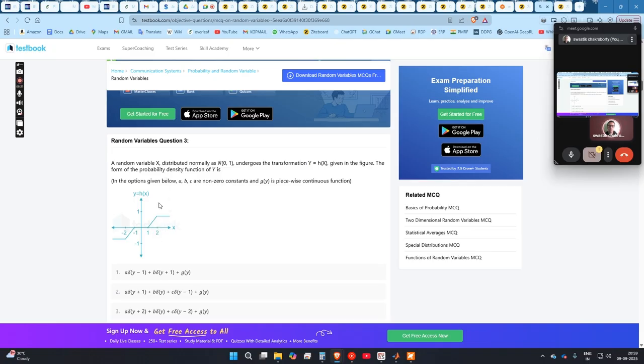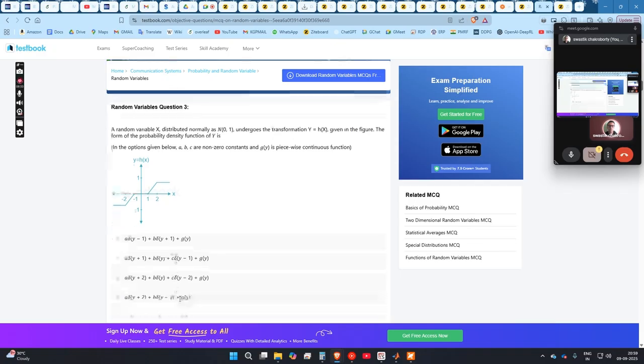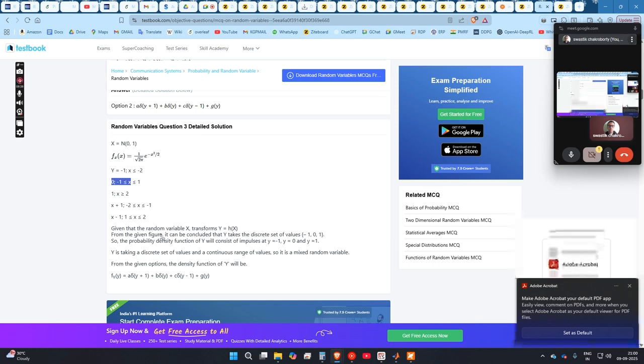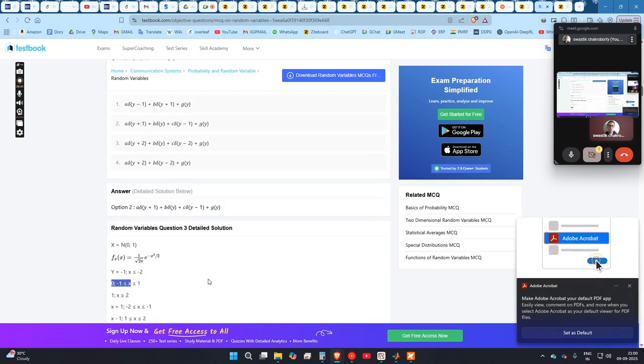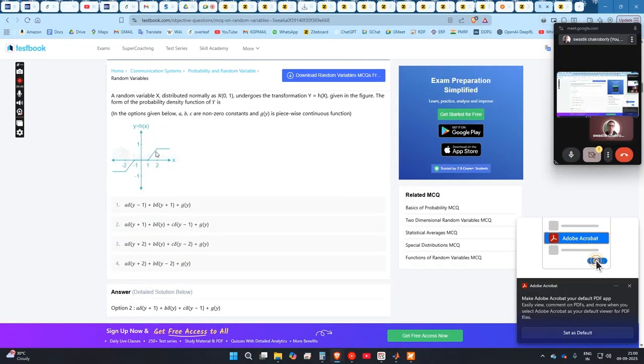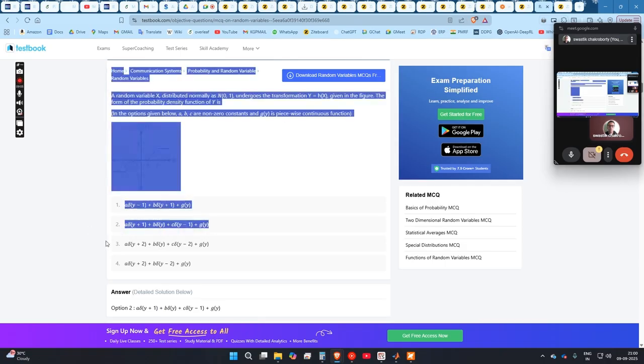So we will have an impulse at y equal to 1 because it is taking the value 1. We will have an impulse at minus 1 because it is taking the value minus 1. And we will have another impulse at 0. So plus 1, 0 and minus 1. And along with that, these two straight lines will give a continuous function. So the correct answer is option 2.